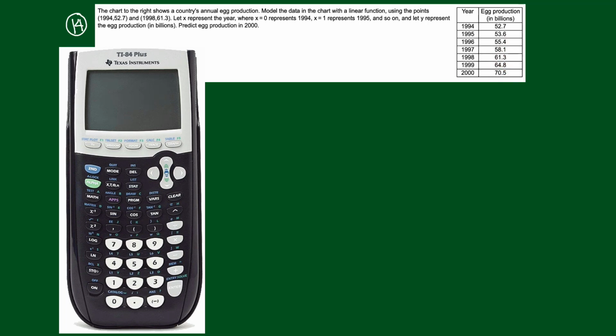Now, they're already giving us 2 points that they say lie on the line. They're giving us this point right here. That's the first point, 1994 and 52.7. But we're supposed to let 1994 be the year 0. So I'm going to write this point here in the year 0, that's when we start back in 94, and 52.7, and then this point here. Now, this is 1998. That's 4 years later, right? 94 to 98 is 4 years. So in year 4, the egg production was 61.3.